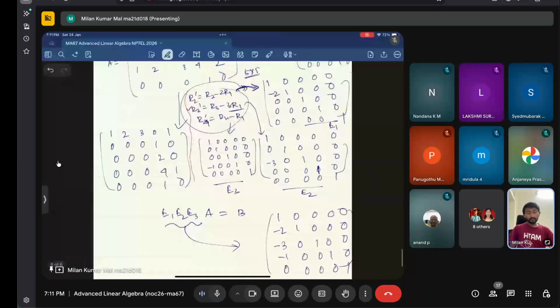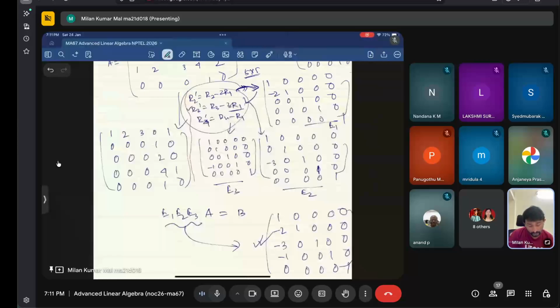If you do these 3 operations, R2 dash, R3 dash, R4 dash, on the identity matrix in a single stage, you will get this matrix. And if you do them separately and multiply, you'll get the same thing, because this is a standard thing, and since this is upper triangular, it will not create a problem in multiplication. So this is the matrix: it will be the identity, just the first column will be 1, minus 2, minus 3, minus 1, 0.